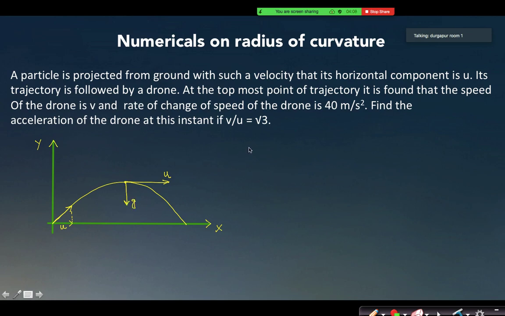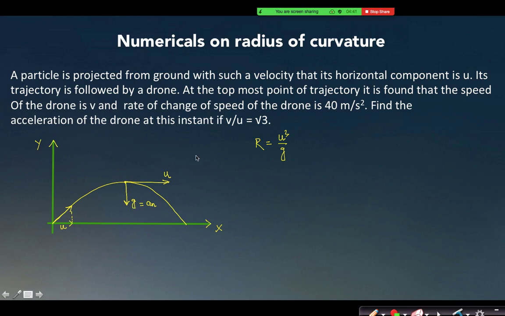Then what is the radius of curvature of that projectile at this instant? Can anyone say that? What is the radius of curvature? It is u square by g. Yes, because u and g are perpendicular. So I can easily use that g is nothing but the normal acceleration at this instant. Right.